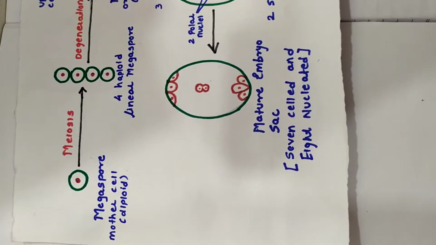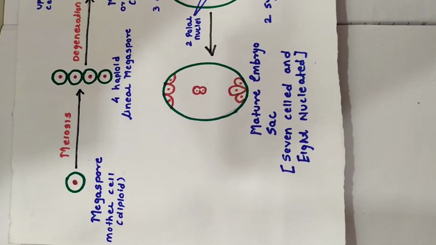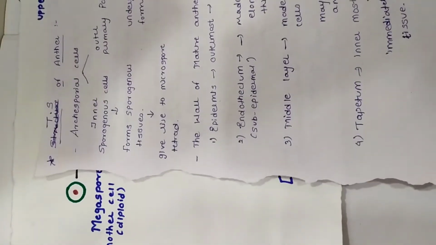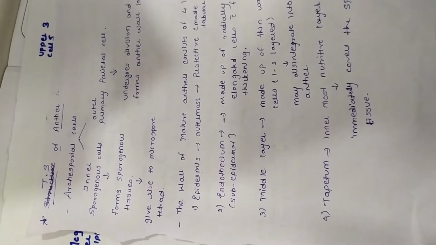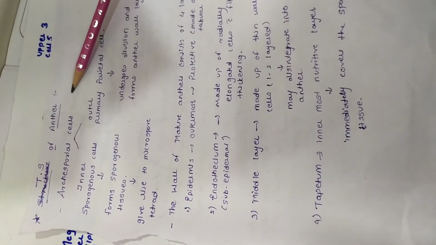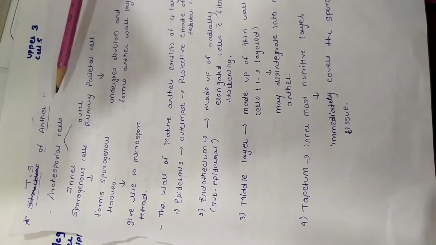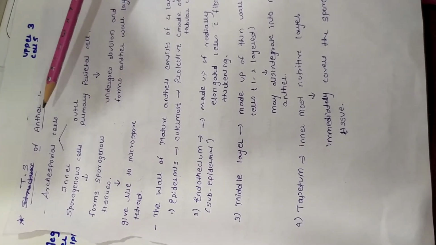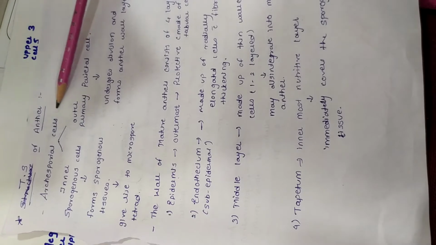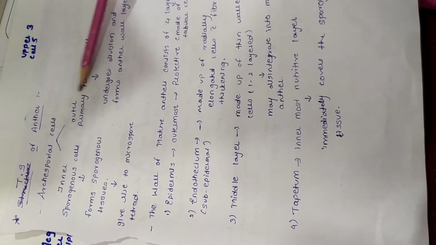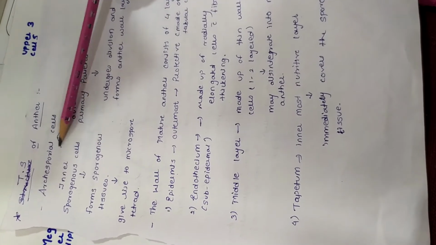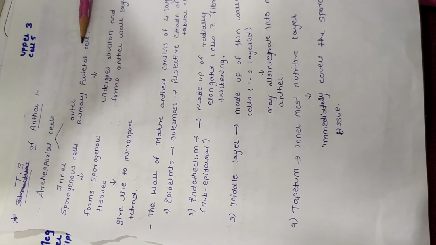Now, megaspore mother cells are formed from archesporial cells. We have discussed archesporial cells in a previous video also. What are the archesporial cells? Archesporial cells are the cells of the ovule, which develop inside the ovule. Now, archesporial cells divide into two types, that is inner sporogenous cells and outer sporogenous cells.